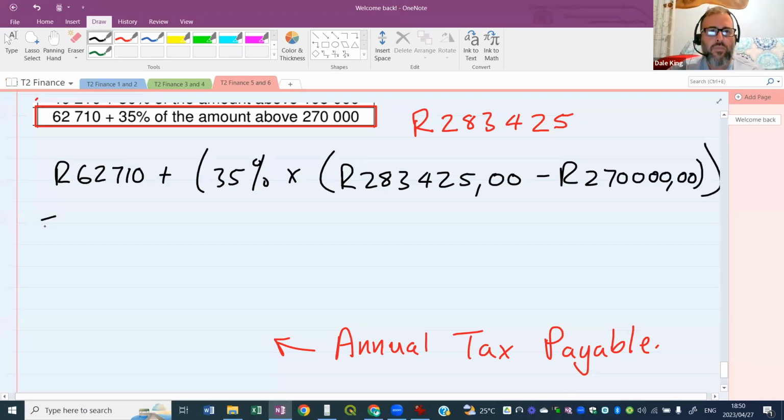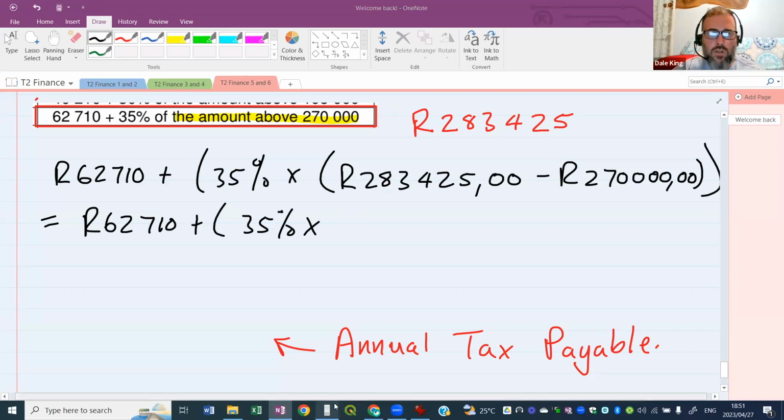Now, that's the statement. So this part here where it says the amount above 270,000, that's this calculation here. You guys told me to find that, I need to subtract. Here is my 35% of, and then I just need to add that onto the 62,710. We're going to do this bit by bit. So we still need to pay 62,710, plus we need to pay 35% of this amount. I'm not going to put a bracket anymore because I'm just going to work out this amount.